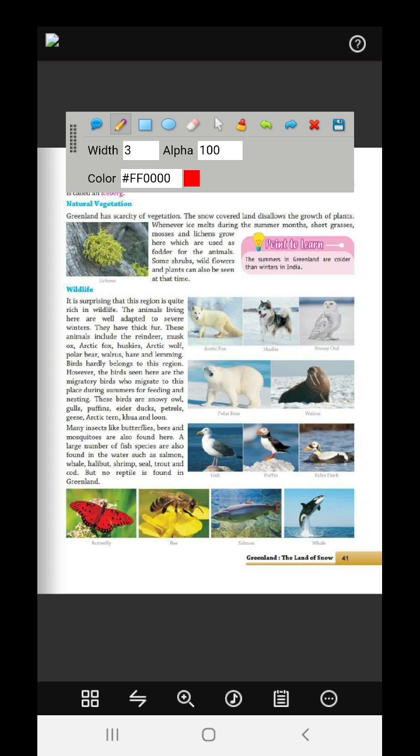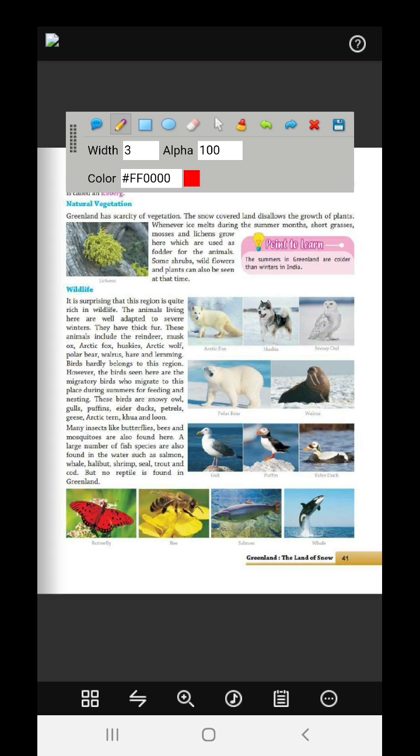In normal cases, what do we see? That when there is no plant, there is no food, and there is no wildlife existing here, because all is a food chain. At the end of the day, all is a food chain, right? But here, we have a surprising thing to see. It's rich in wildlife. The animals living here are well adapted to severe winters. Obviously, they have to be adapted, otherwise they cannot survive.